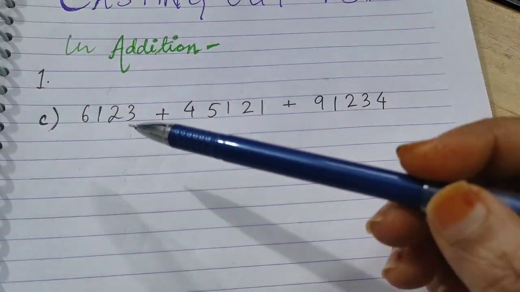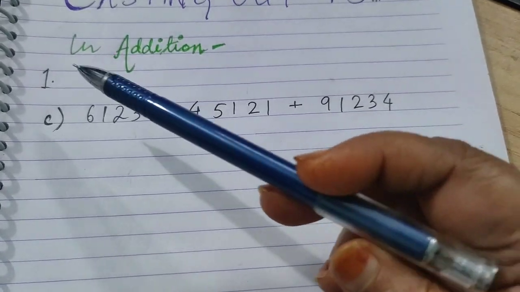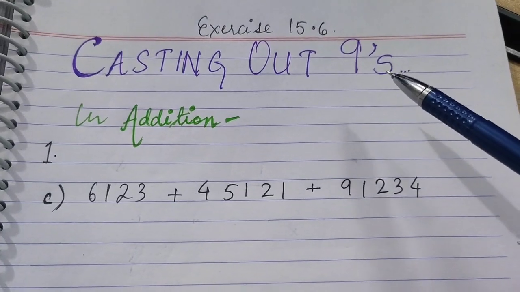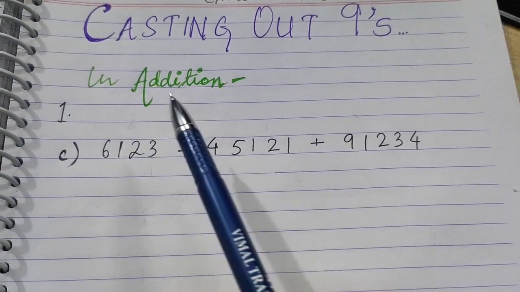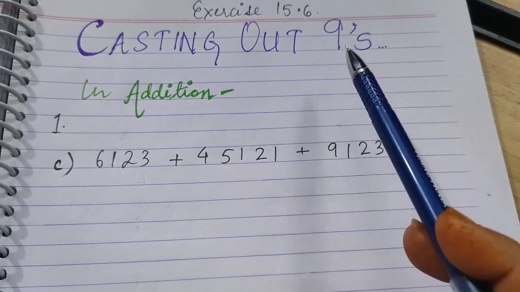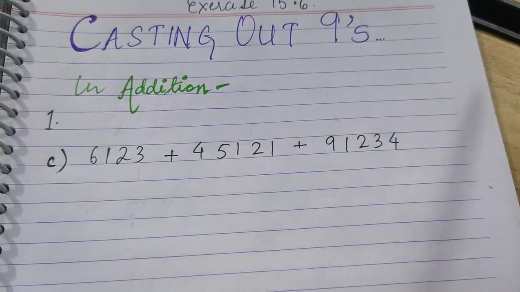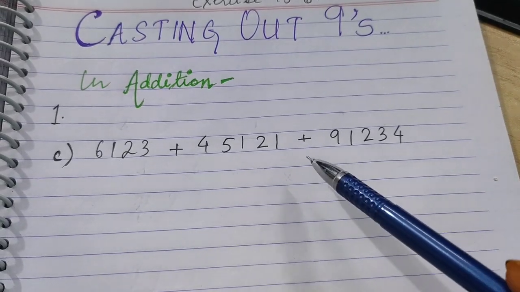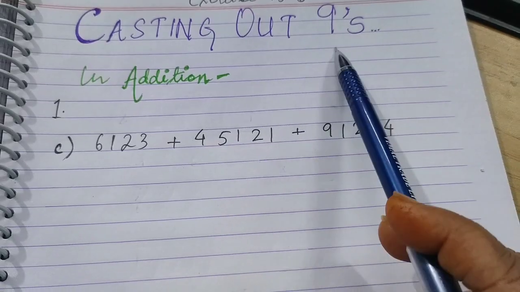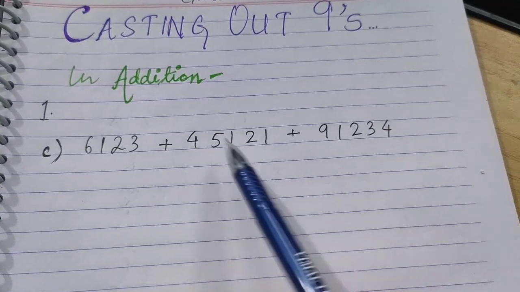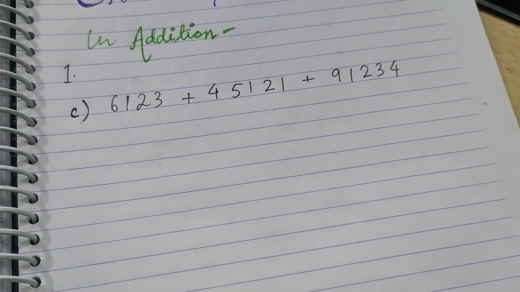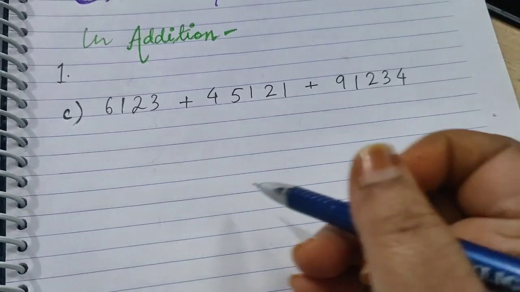I've taken up the first question from your books, where you have to solve this through the casting out nines method. This is in terms of addition. This is done in terms of addition, subtraction, multiplication, division, all. In every video I'm going to show various operations where we see how to do the casting out of 9. So in order to solve this, we'll first write these numbers individually.